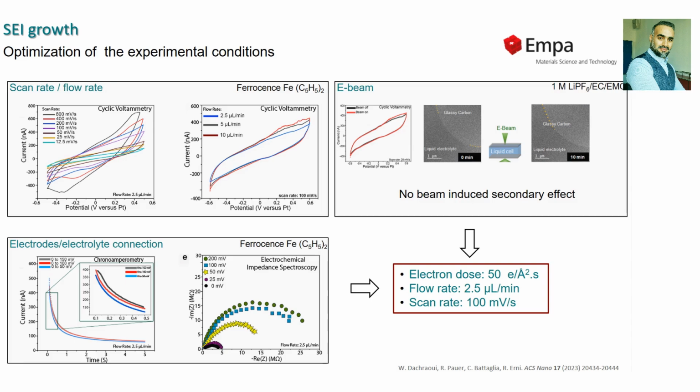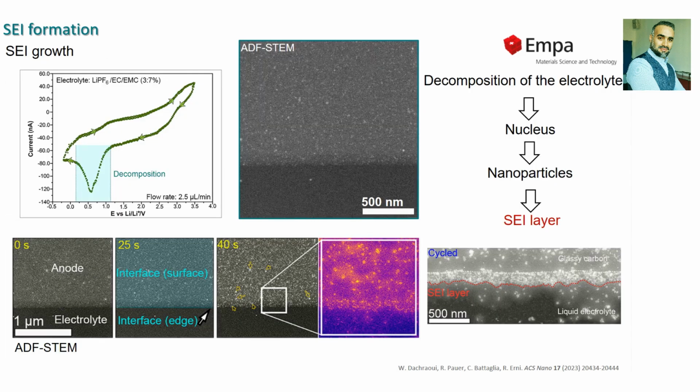The first thing we did for our experimental part, we injected the electrolyte first, and here is the CV of cycling. We can see that we have a decomposition of the electrolyte corresponding to the solid electrolyte interface, and we can see that the growth of the SEI is basically based on nanoparticle growth, and the first cycle allows formation of an incomplete SEI layer. This will allow further contact between the electrolyte and the electrode, or the anode.